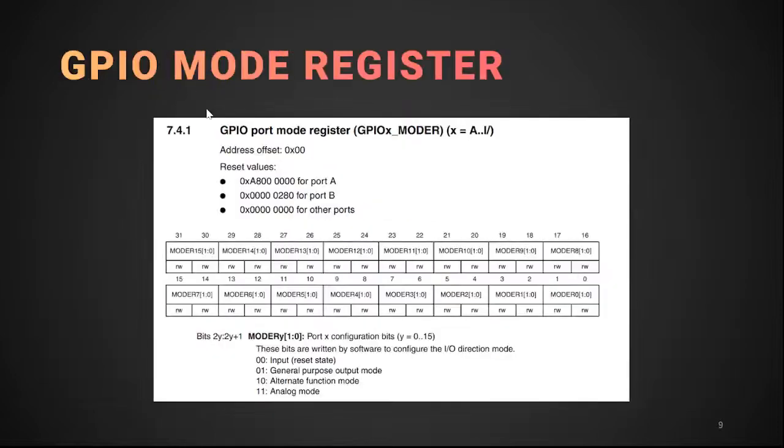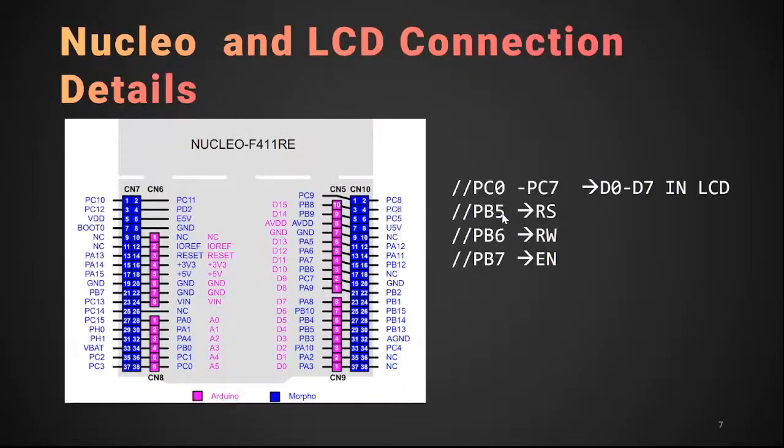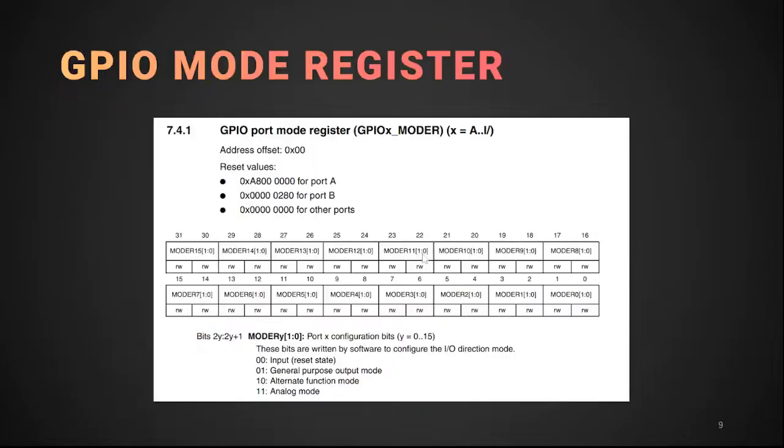Once it's done, the GPIO mode register, we are going to use it for both B and C. For C you need to set pins 0 to 7 as output mode, 01. So you have to set 01 01 01 01 01 01 01 01, so it's 5, 5 5 5. And you have to configure the output mode for GPIO B also, because we are using PB5, 6, 7 as output, and C0 to C7 also as output. So you have to set both.